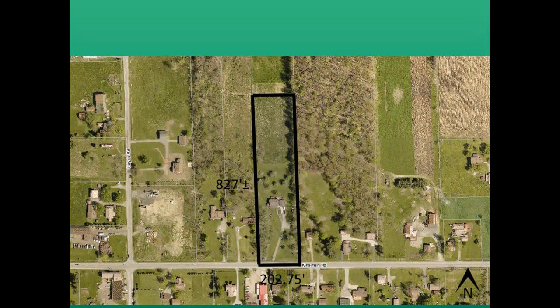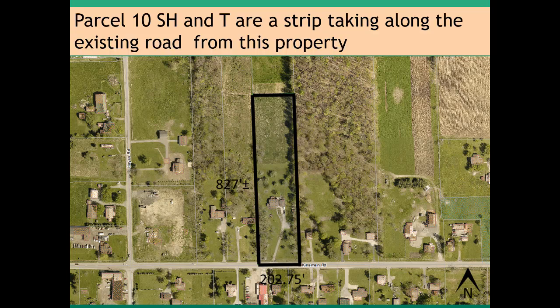Here's an aerial showing the location of that property. Note that it's residential property, and surrounding it are also other residential properties. Most of those residential dwellings front the road, and it's rural in nature off the road. Parcel 10SH and T are a strip taking along the existing road from this property, and that's shown as a red mark.